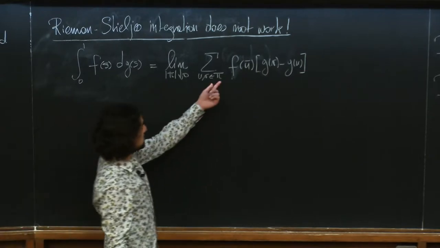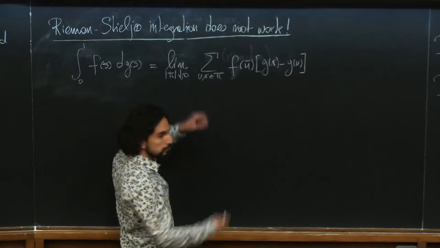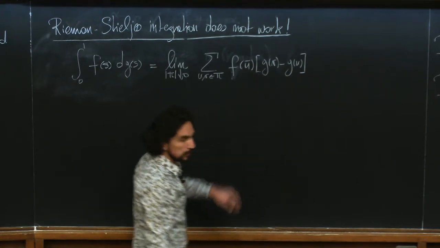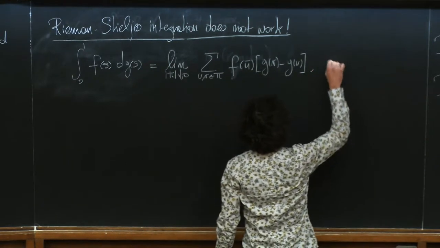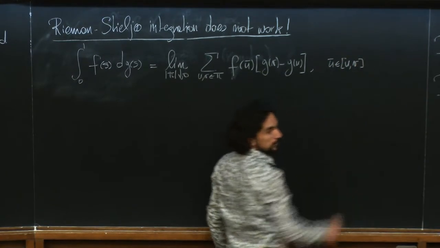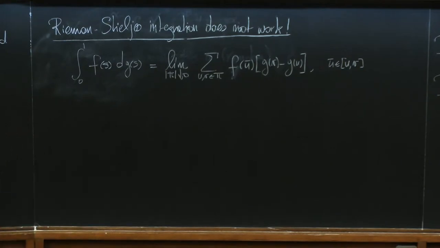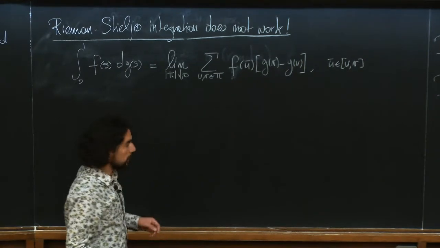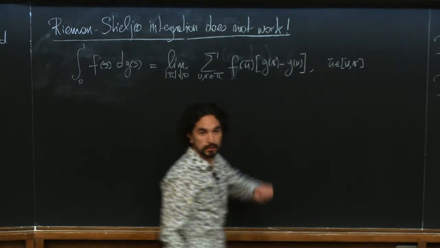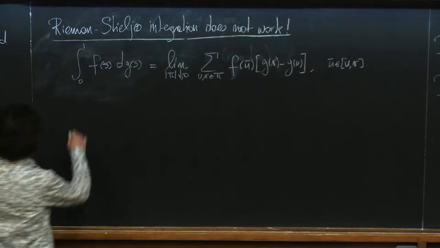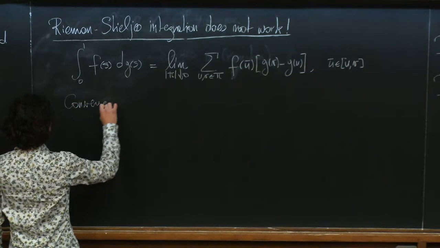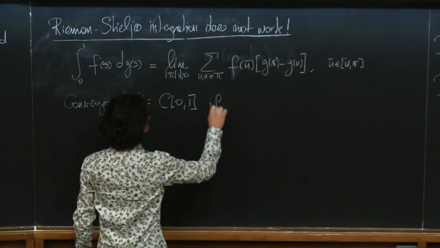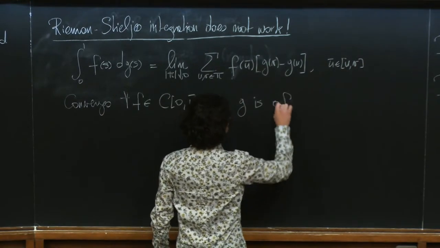Here I have a partition of the interval [0, 1]. u and v would be the extreme points of each interval of the partition, and I build these Riemann sums where ū belongs to [u, v], an arbitrary point. A classical result says that if g is of bounded variation, then this converges for any continuous f and any choice of ū in the intervals of the partition.